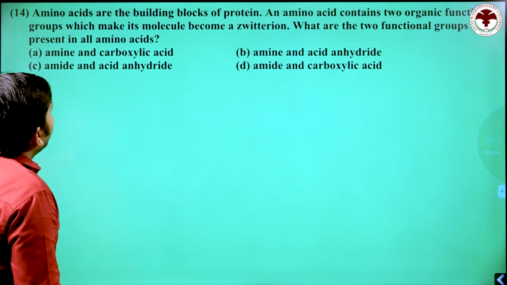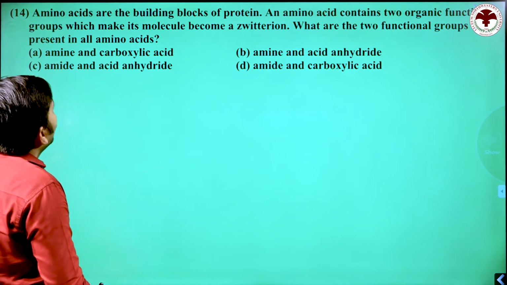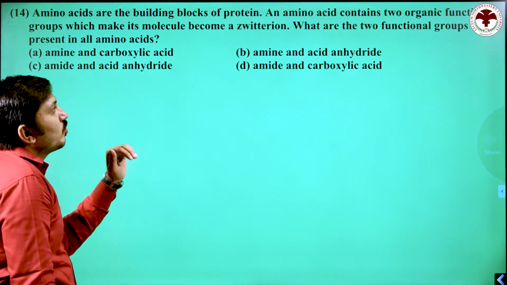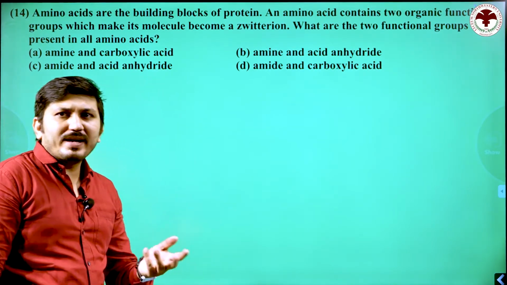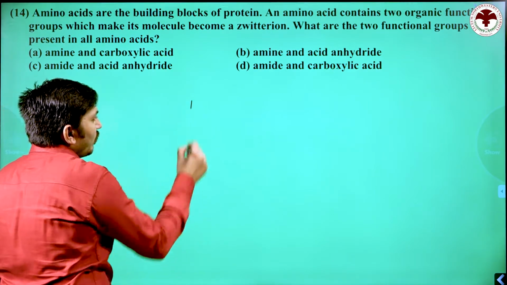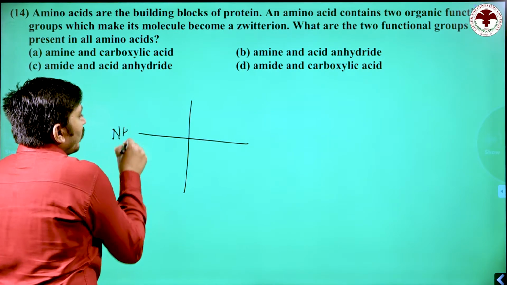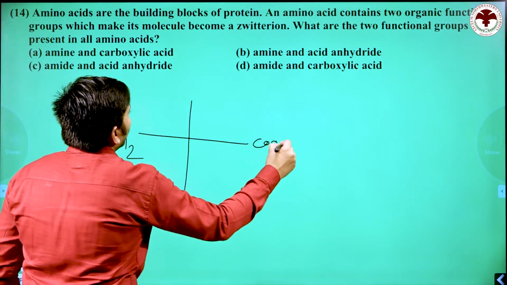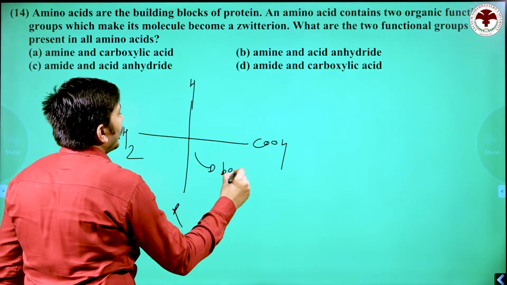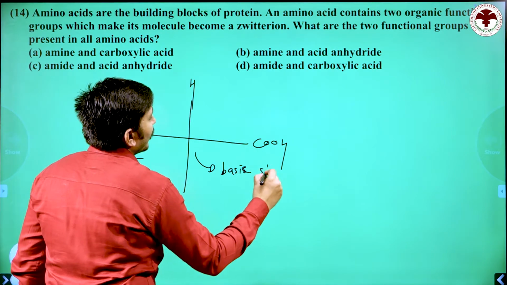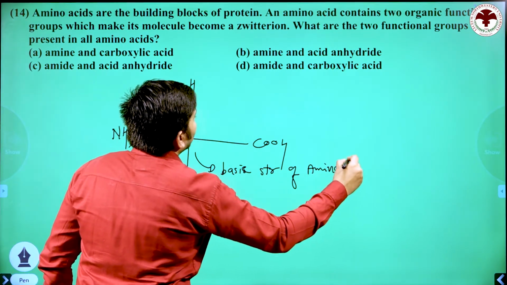The next one: amino acids are the building blocks of proteins. An amino acid contains two organic functional groups which make its molecule a zwitterion. What are the two functional groups? It is a very easy question. We know that the basic structure of an amino acid is formed by two groups, an amino group and a carboxylic acid group. This is the basic structure of an amino acid.